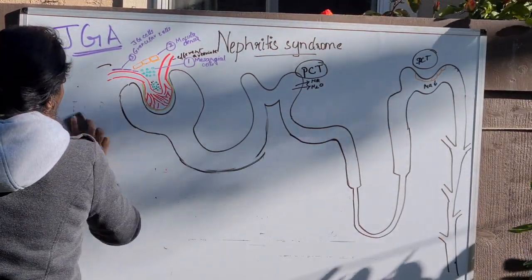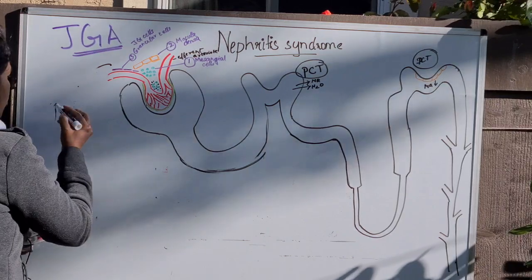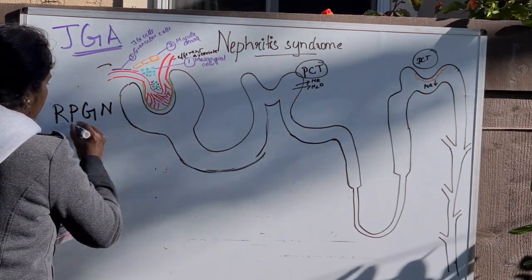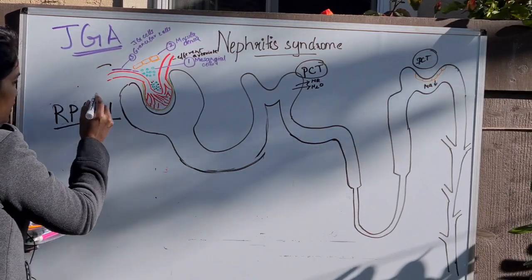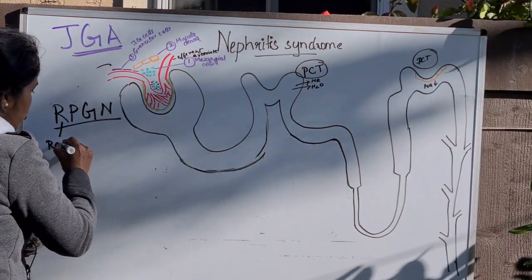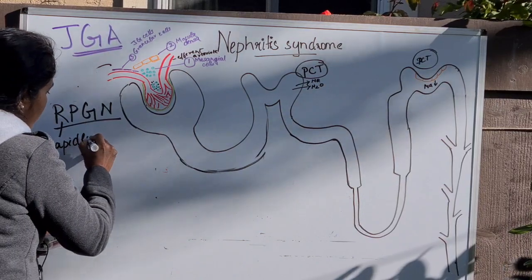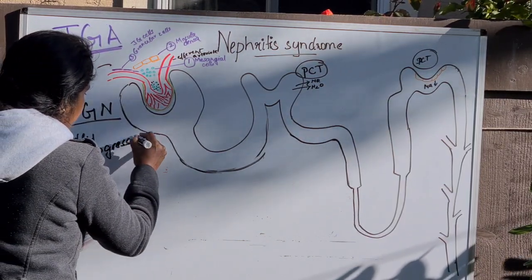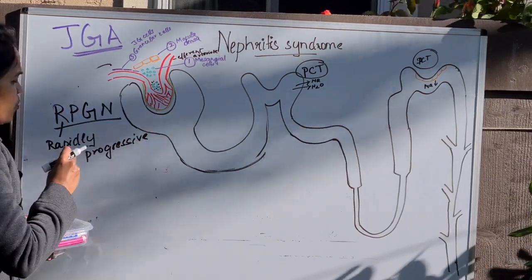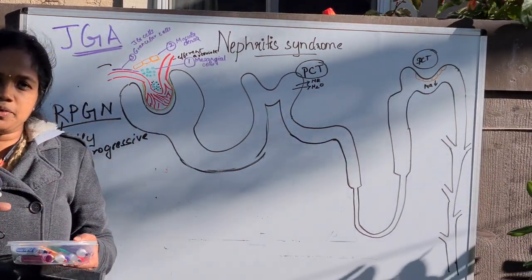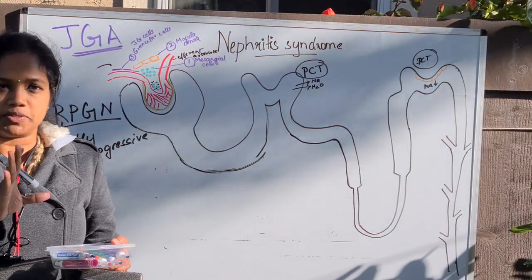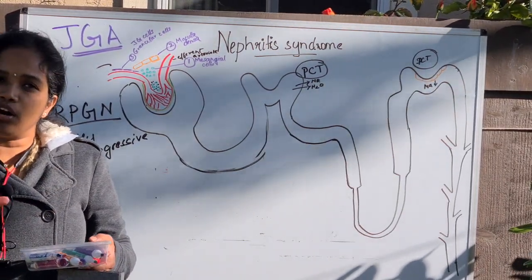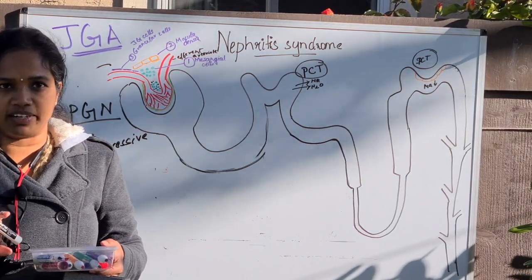Now we are going to see about rapidly progressive glomerulonephritis. As the name says, this is a rapidly progressive glomerulonephritis. So what does this mean? It means, say for example, in some diseases, for example Goodpasture's, and also in vasculitis like Wegener's, they are suffering from glomerulonephritis, isn't it?